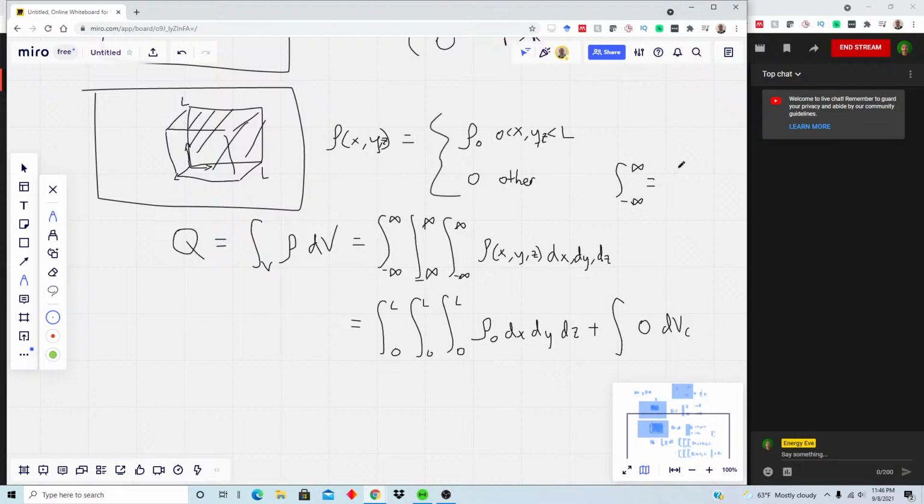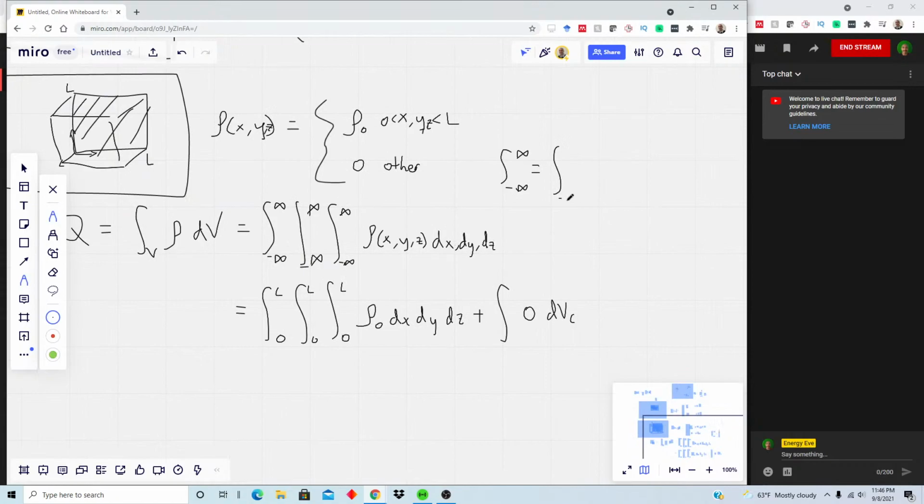This integral is equal to this. So if we're just looking at the one-dimensional equivalent, these would be 0. This would have rho, right? This would be the generalized function.